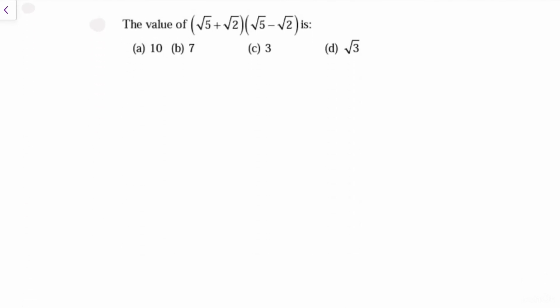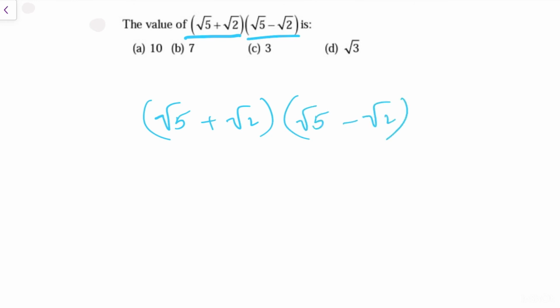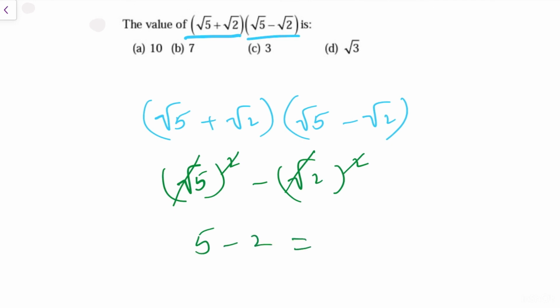Next question, what is the value of root 5 plus root 2 into root 5 minus root 2? Now if we observe this question, it is in the form of a plus b into a minus b. So a plus b into a minus b is equal to a square minus b square. Then it can be written as root 5 square minus root 2 square. Square root and square cancel, square root and square cancel, then we remain with 5 minus 2. 5 minus 2 is 3. So option C is the correct option.